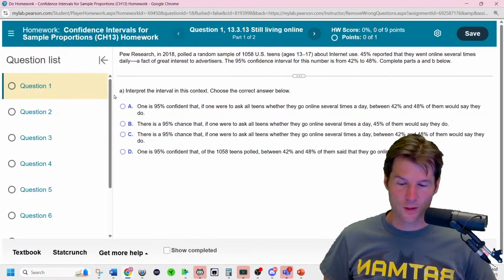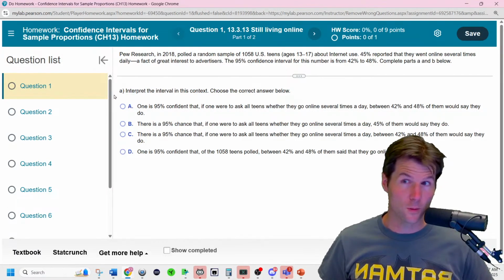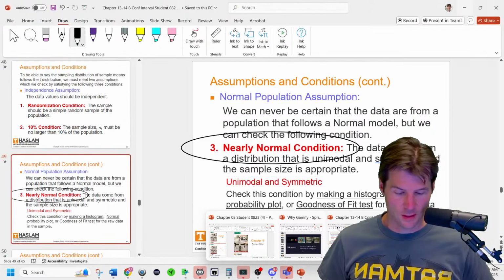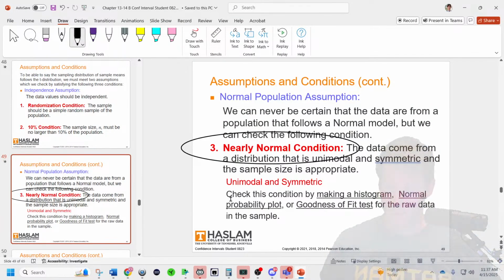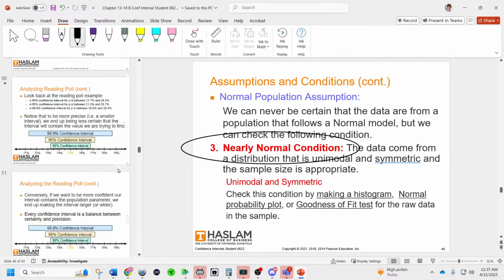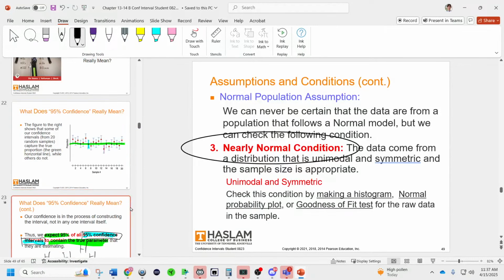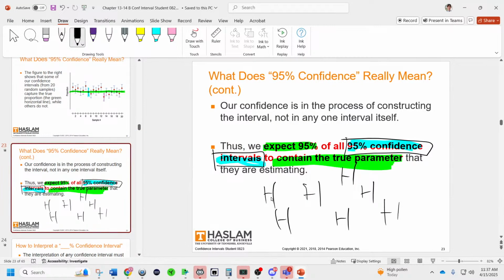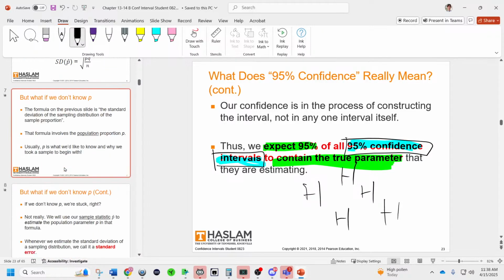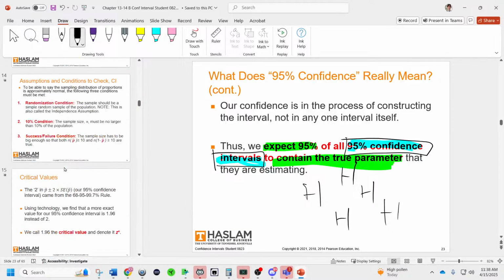So the first question says, we have an interval and we need to interpret it. From class today, we got all the great notes. We have the interval interpretation: I am blank percent confident that the true blank is contained in the interval blank to blank. So if you look at the interval interpretation, we need to talk about how confident we are to start. I like to say I am. I am 95% confident.